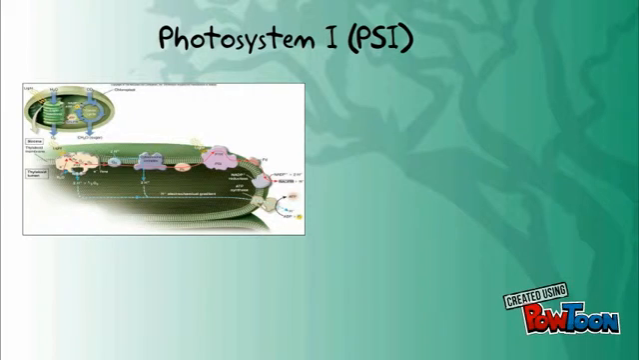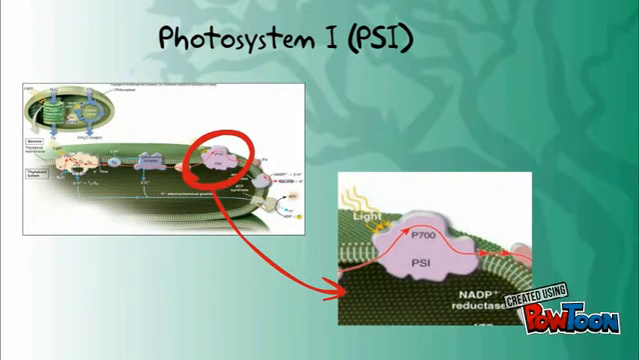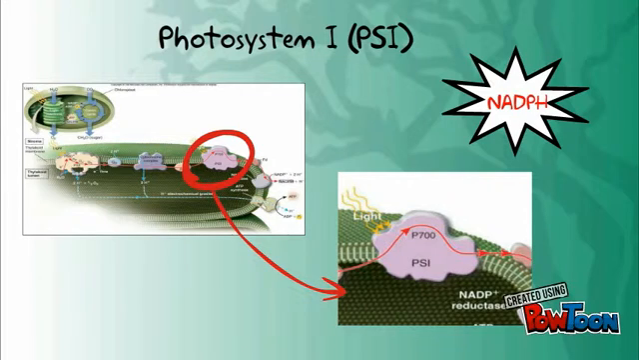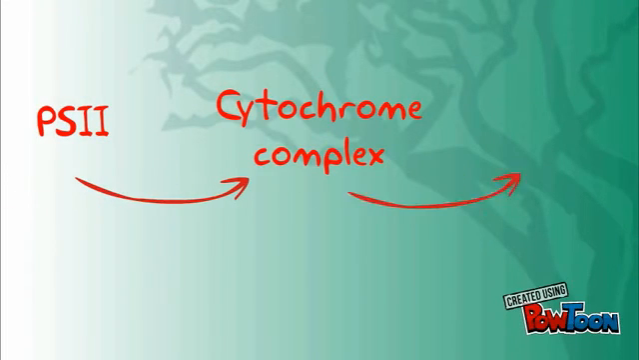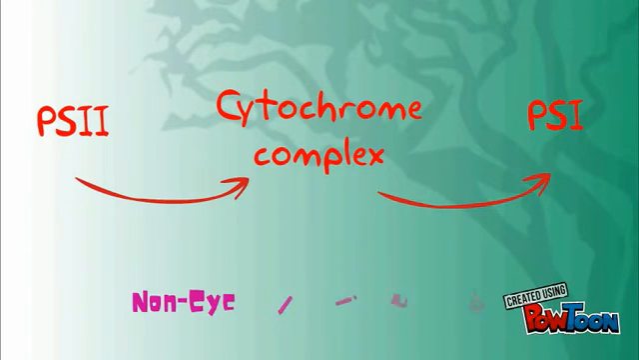Now let's get back to our electron, which is still at the cytochrome complex. It now moves to PS1, and what's left of its energy is used to make NADPH, a major energy carrier. The process of the traveling of the electron from PS2 to cytochrome complex to PS1 is known as non-cyclic phosphorylation.